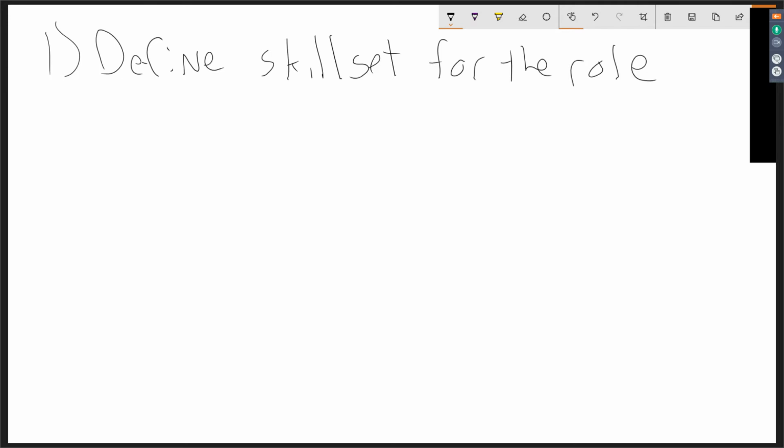Remember how I said that folks tend to not customize training? They tend to give everyone the same amount of training. Well, here what we want to do is figure out the roles that are on our team, and then figure out what skill sets those roles absolutely need.